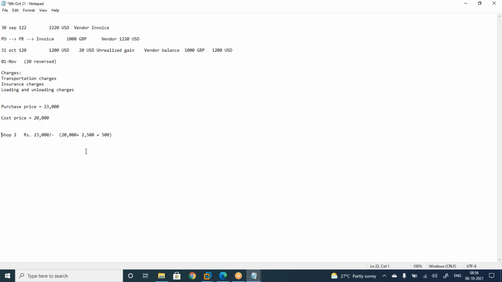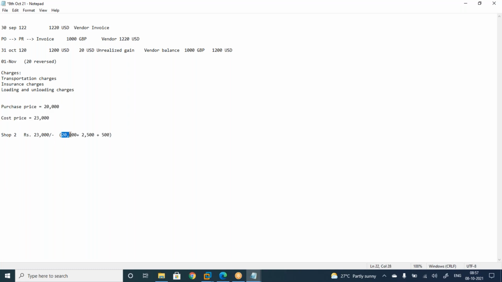That 500 is a purchase transportation charge, right? Purchase price is 22,000 and cost price is 20,000. So this is 20,000 and this is 23,000. Any other opinions? Yes, this is the correct value.